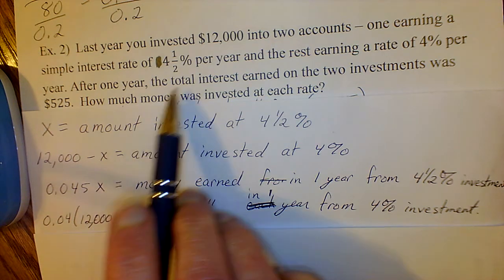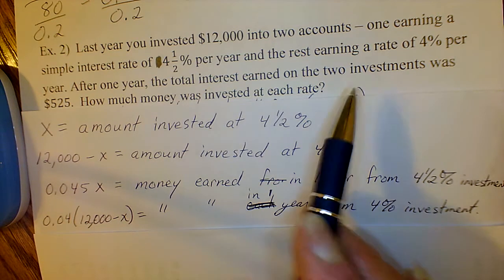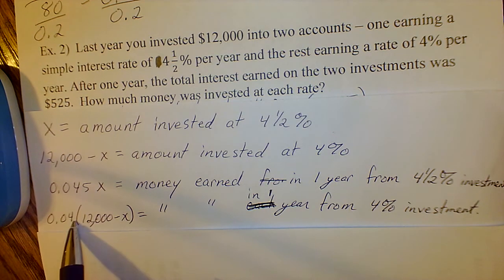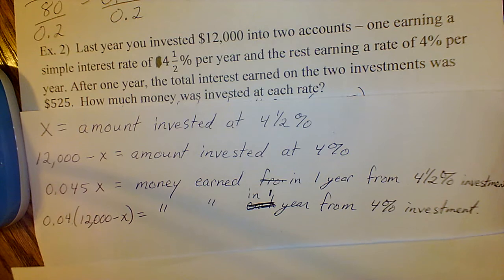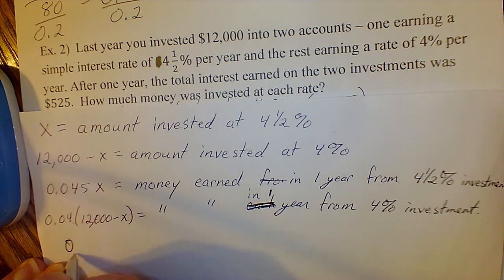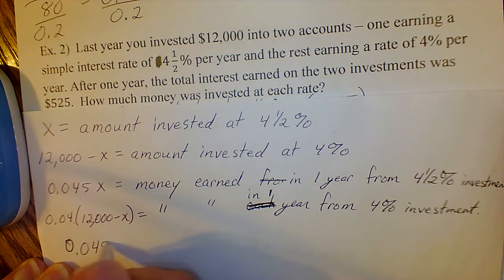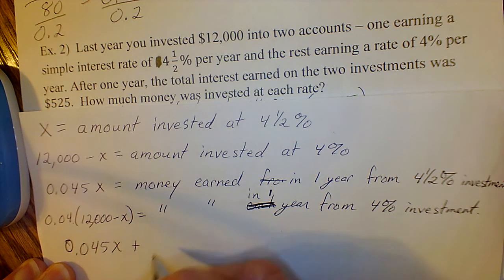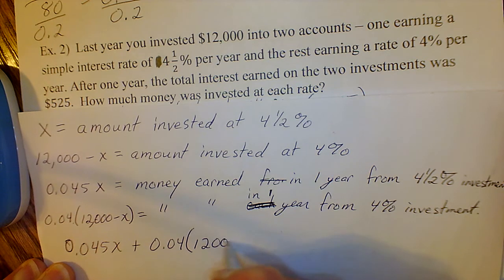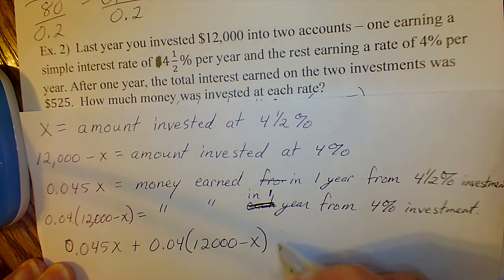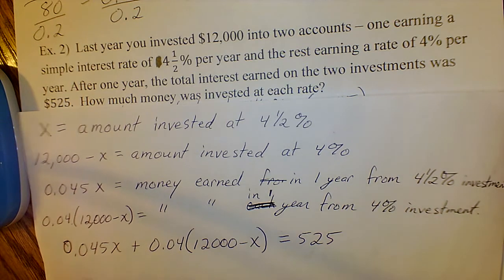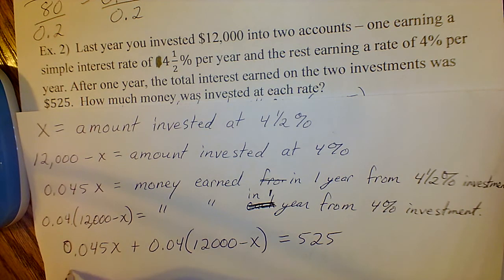So let's now take all of this information and figure out how we can turn this into an equation. We know that the total interest on the two investments was $525. So this much interest plus this much interest would give us $525. We'll let that be our equation to solve for X. So 0.045X, that's how much we earned in the first account, plus 0.04 times the remaining amount of money, which is what we placed in the other account, would give us the $525 that we earned. And now it's just a matter of crunching the numbers.